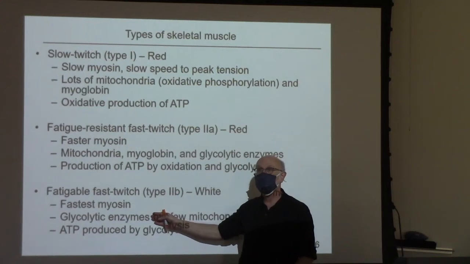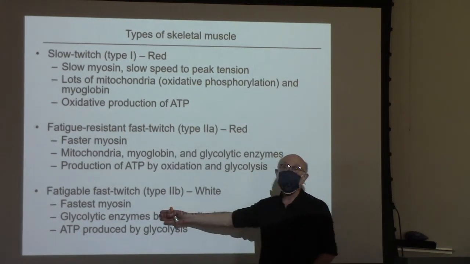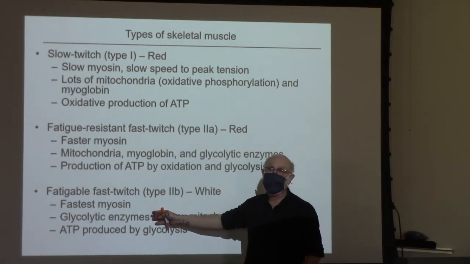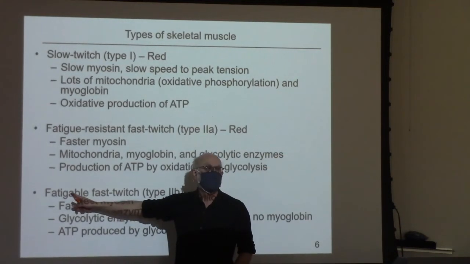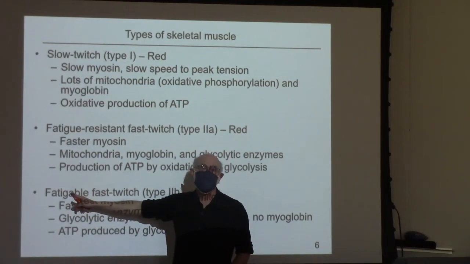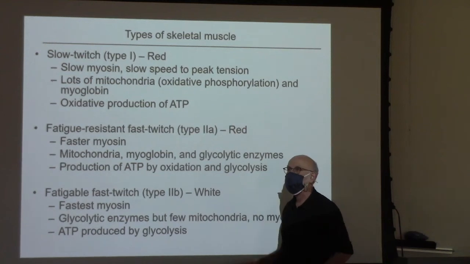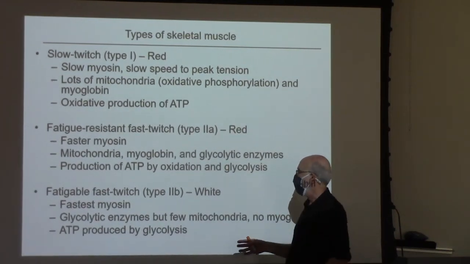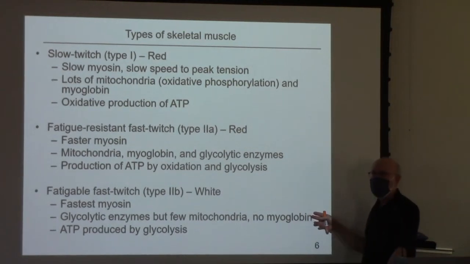So this produces ATP in fast bursts. But it runs out of ATP very quickly because it's inefficient. And so it's fatigable. This is a muscle that would run out of ATP fast. ATP is produced by glycolysis, fast but not efficient, runs out of ATP. It doesn't have a storage protein for oxygen.